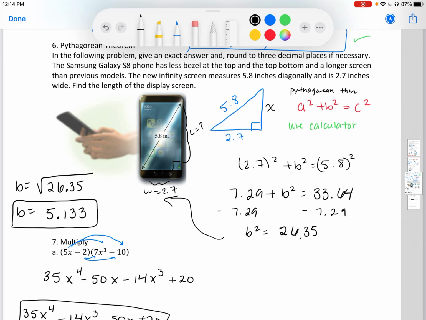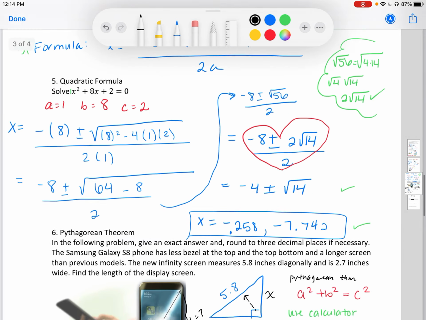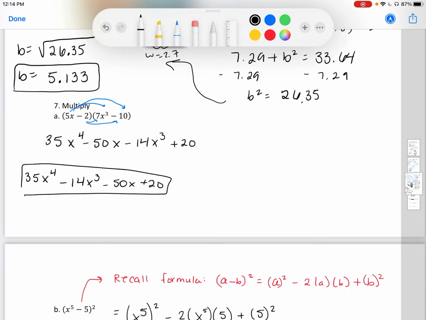Okay, our Pythagorean theorem is a squared plus b squared equals c squared. Remember, c squared is always your hypotenuse, which is the side opposite of your 90 degrees, and it's also the longest side of the triangle. All right, so we input them into our formula, and we solve. And yes, you are going to have to use a calculator. We get our answer. B is 5.33.